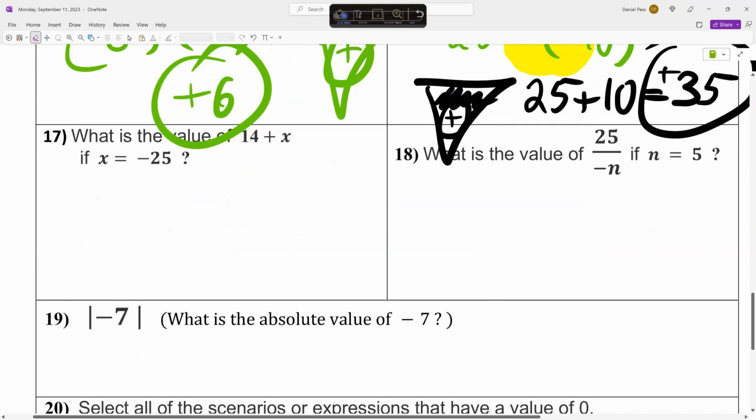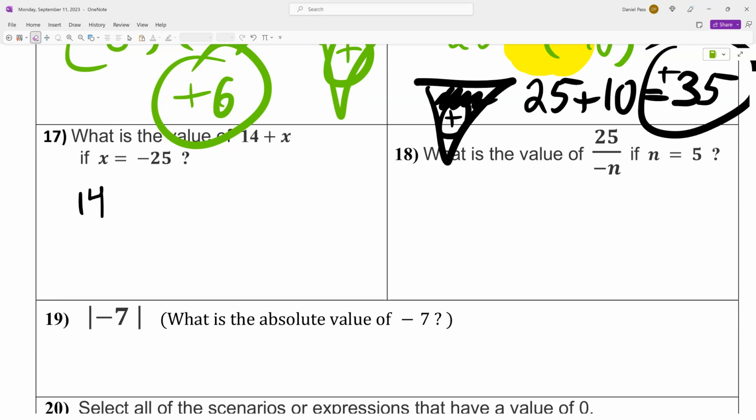You want to do the next one? Sure. Alright, go ahead. So we see that x equals negative 25 and 14 is a positive. So we would do Dorito Man, but not Dorito Man because it's got a plus in between. So we're adding. 14 plus negative 25.